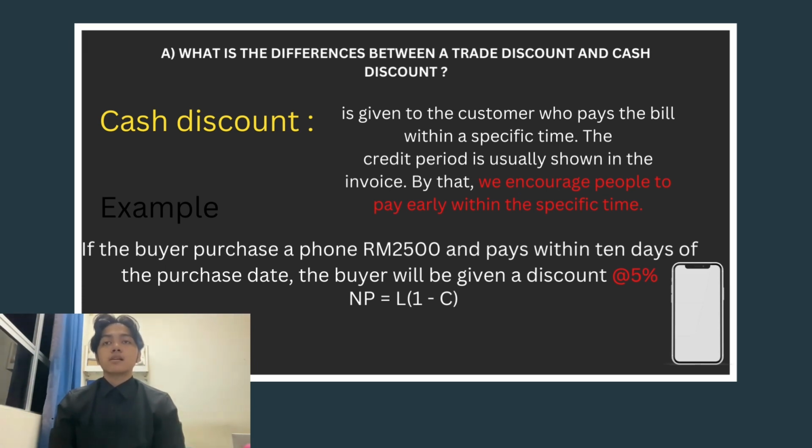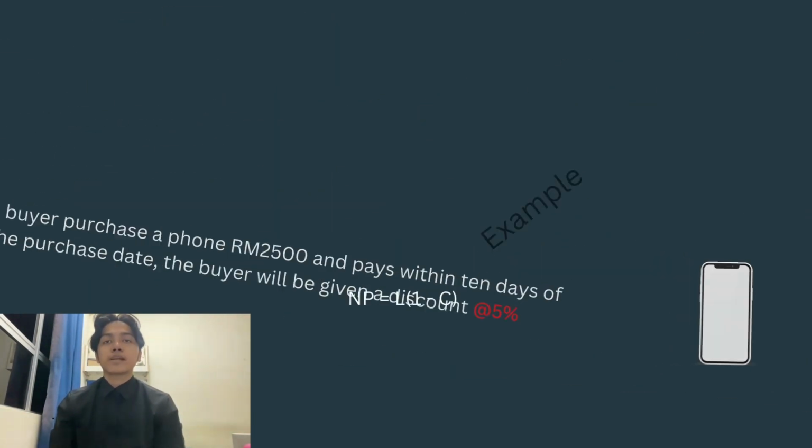For example, if the buyer purchased a phone for RM 2,500 and pays within 10 days of the purchase date, the buyer will be given a discount of 5%. The formula is net price equals list price times bracket 1 minus cash discount close bracket.